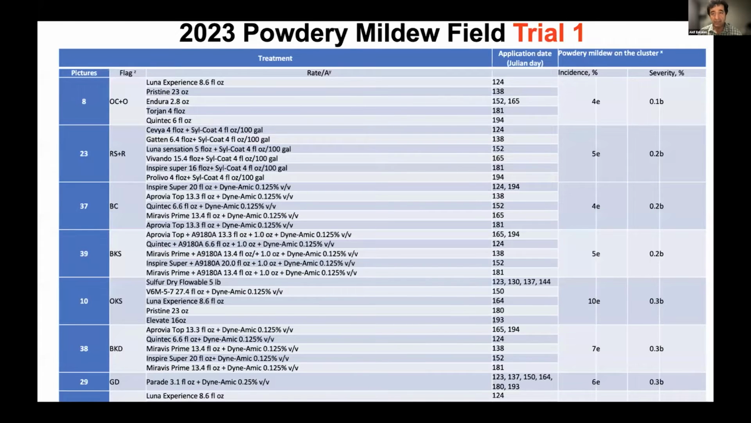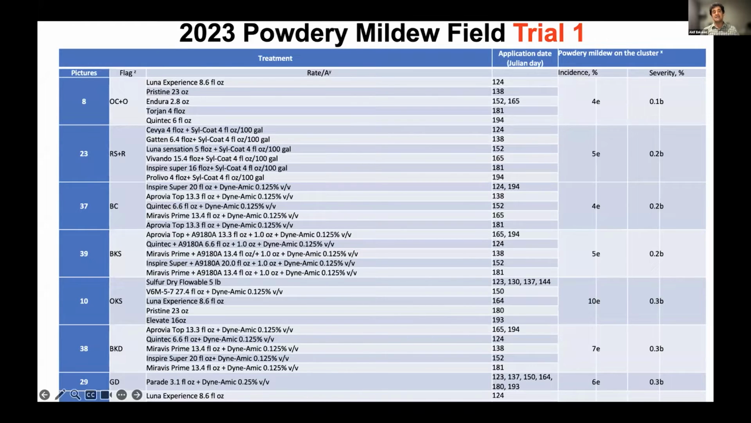So these are data that are available online, which I'm going to show you at the end of the talk, how to reach. This is just an example of the data, and I'm going to explain how to read it. Every year we do more than 50 different combinations of treatments. Here, you can see a program with the synthetics. All these are synthetic. And here you will see the incidence, percentage, and severity.